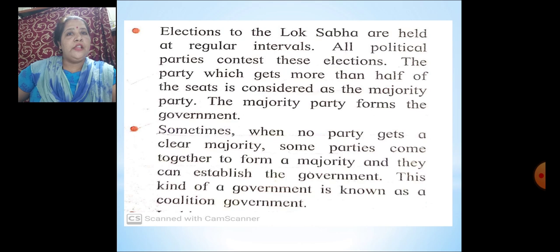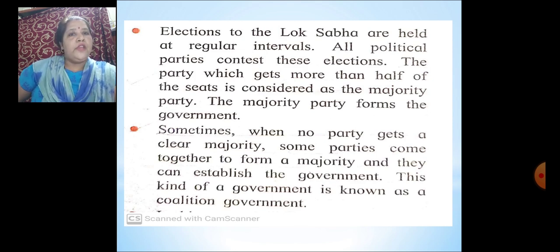What's the meaning of regular intervals? After every 5 years. In which all the political parties which are there in India contest in this elections. Okay, the party which is getting more than half of the seats, okay, during the election, after the election is over, the voting takes place. That time we come to know if a party has got more than half of the seats. That party which gets more than half of the seats is called as the majority party. The majority party then forms the government. Okay, whoever becomes the majority will form the government.